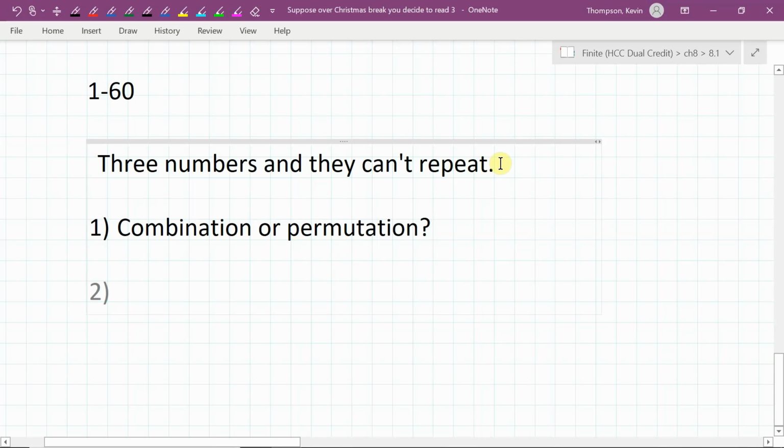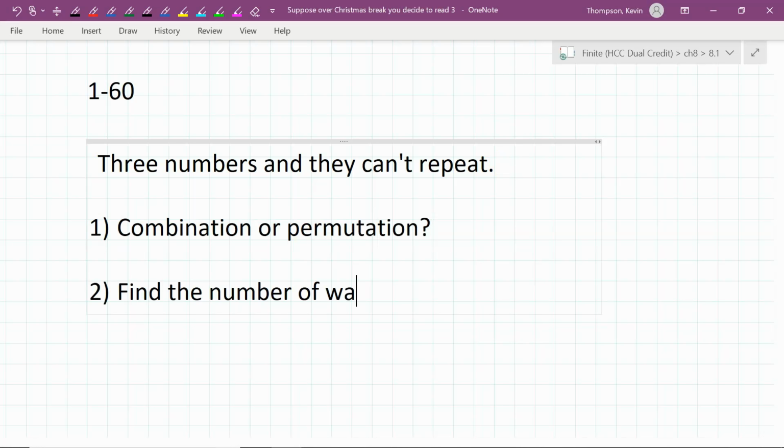Make an argument at the table, decide how you're going to vote, and then we're going to find the number of ways to assign a code to a padlock. Notice that if you can't answer the first question, you'll never get the second one right because they're different answers. So make an argument, then solve it.